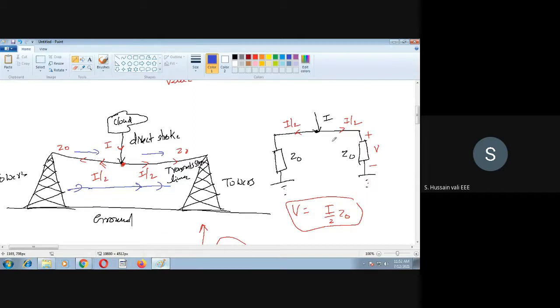So here you have some voltage, here also you have some other voltage, because this I by 2 is there here. So you take V1 here, and you take this one as V2. Now you see the current in this part is in the same direction, whereas the current in this part is the opposite. The red color you see is moving in the backward direction, whereas this one is moving in the front direction.